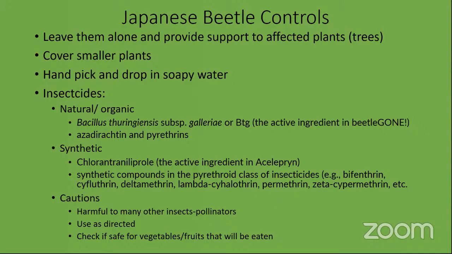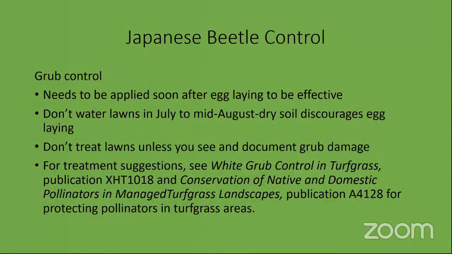The other thing that you want to look at controlling is grub control. Now, this is only necessary if you actually see damage to your lawn. So if you think you're going to go out there and apply grub control and solve the problem of having Japanese beetles in your yard, that's not going to happen. The grub control needs to be applied soon after the egg laying begins to be effective. So that means July and August.